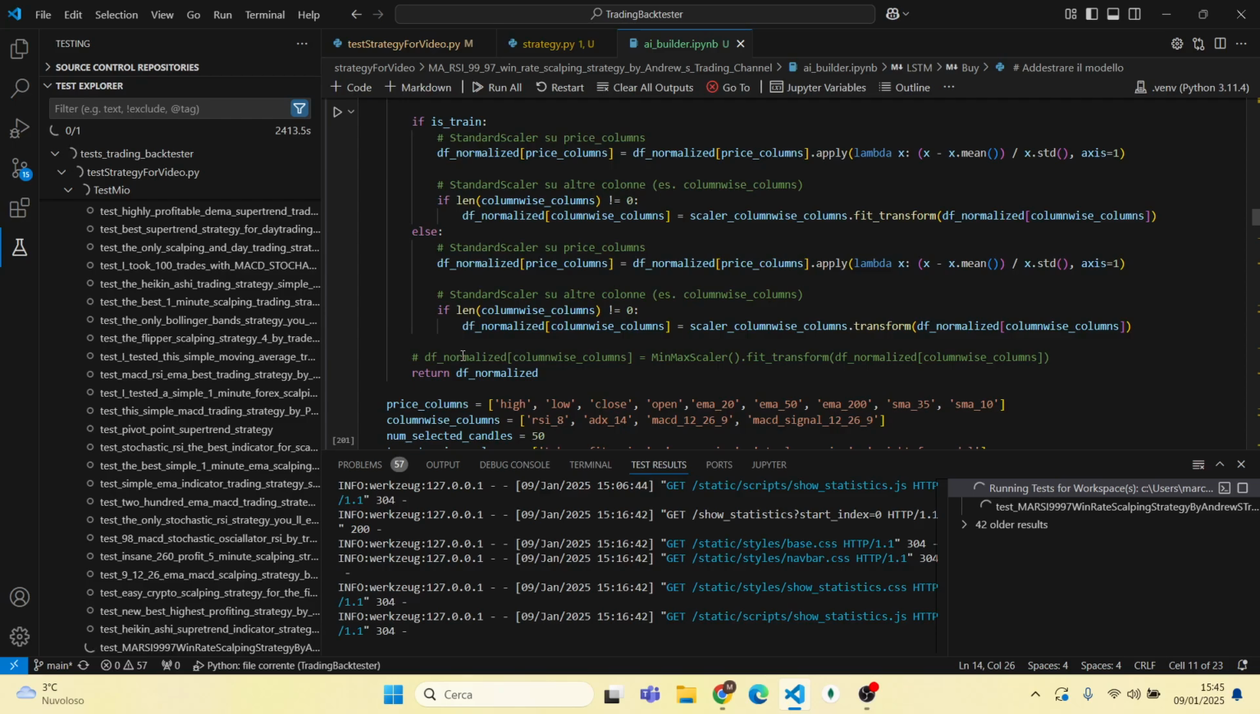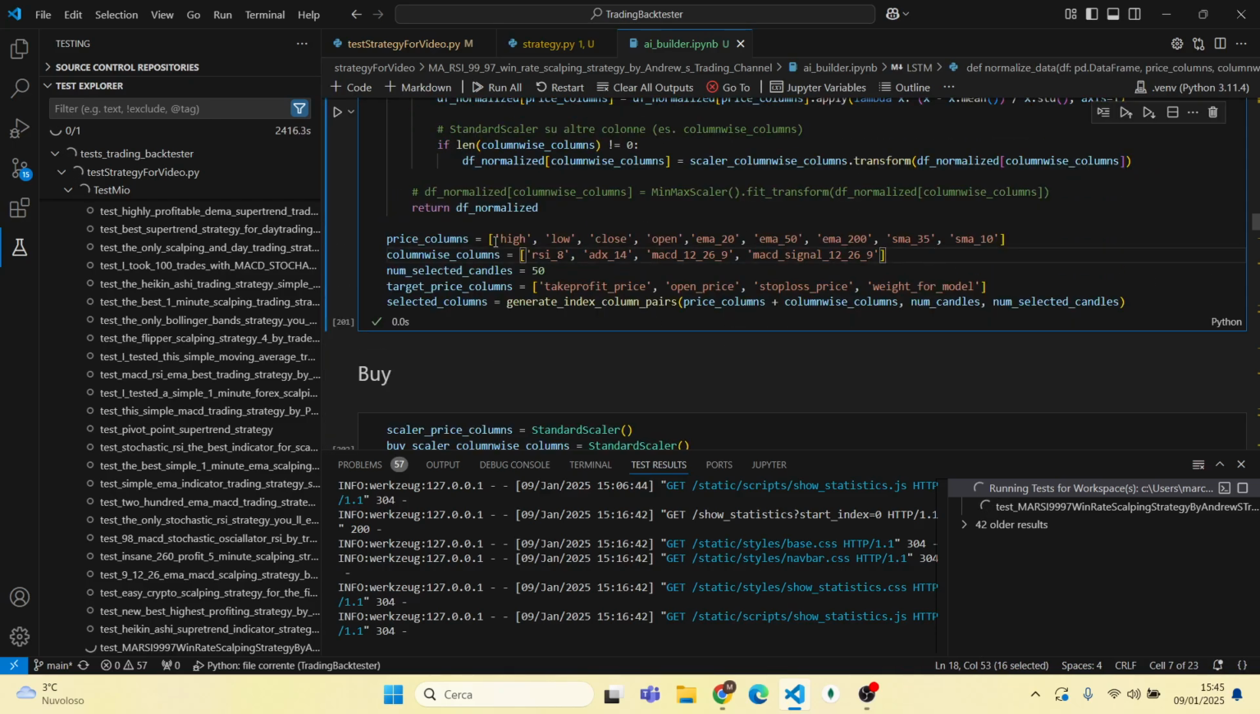But now, after normalizing all the data and selecting only these columns, so high, low, close, open, EMA 20, EMA 50, EMA 200, simple moving average 35, and then RSI 8, ADX 14, MACD signal, it's time to train the model. They are quite many columns, but maybe by adding more columns we can achieve better results. I don't know, because there are no theory or arbitrary rules behind artificial intelligence. You have to experiment with it, maybe with some set association rules. We can try to improve it.